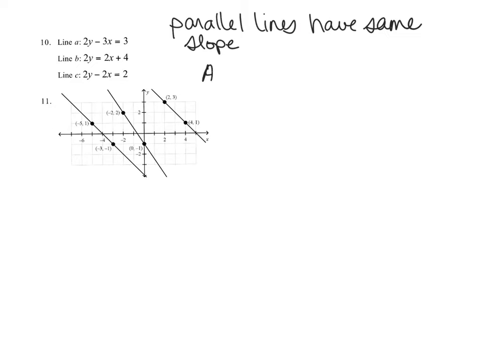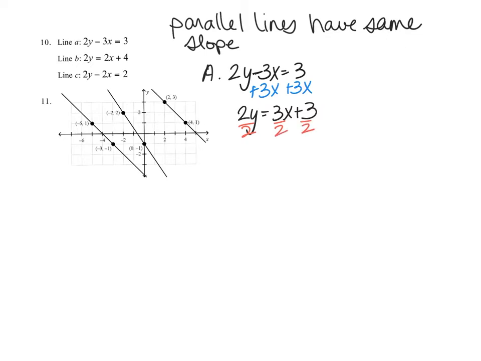So I'm going to take line A, 2y minus 3x equals 3, and I'm going to get y by itself. I'm going to do that by adding 3x. And 2y equals 3x plus 3, and then divide by 2, and y equals 3 halves x plus 3 halves, so the slope is 3 halves. The number in front of x is our slope.